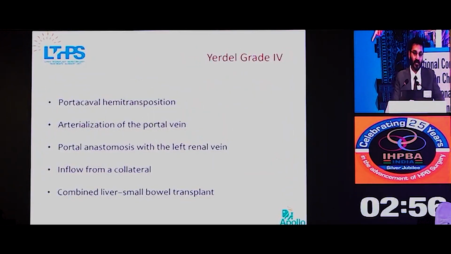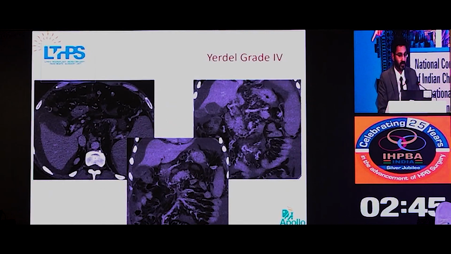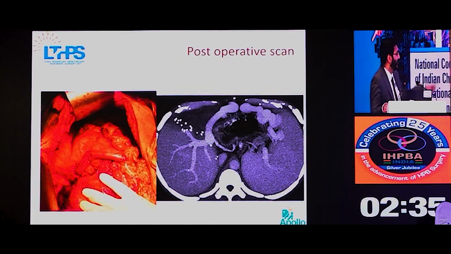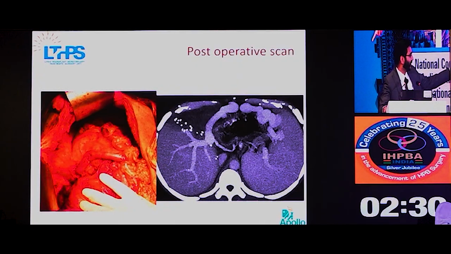For Yerdle 4, we have never done a transplant where you do not have any other option other than a portocaval hemitransposition or arterialization of the portal vein. But when I was working with Dr. Gupta at that time, we used a gastroepiploic vein as an inflow graft. Here you can see one of the photographs where a temporary shunt was made to the left. The graft was so long that you could go from the gastroepiploic vein to the left hepatic vein. This is a temporary portocaval shunt made, and later on this very vein was used for inflow into the new liver.